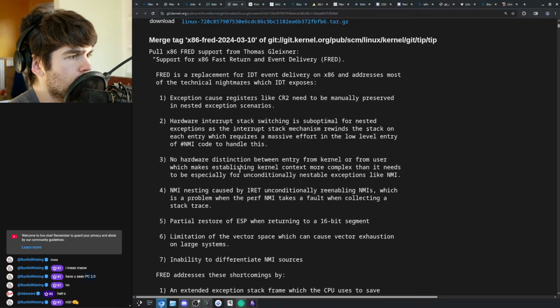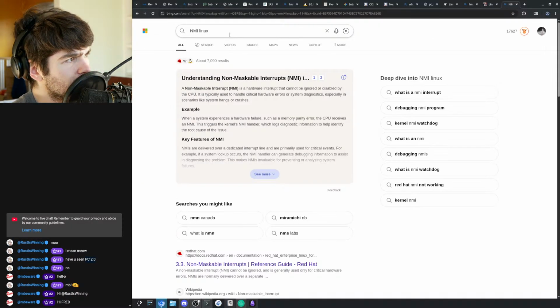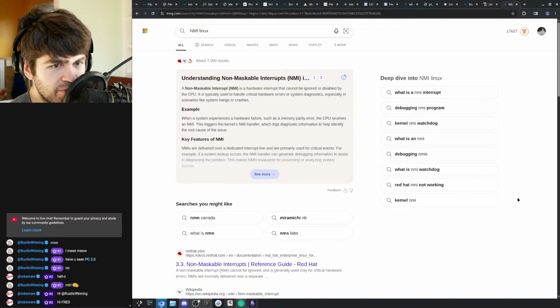No hardware distinction between entry from kernel or from user, which makes establishing kernel context more complex than it needs to be, especially for unconditionally nestable exceptions. What is an NMI? Non-maskable interrupt is a hardware interrupt that cannot be ignored or disabled by the CPU. It is typically used to handle critical hardware errors or system diagnostics, especially in scenarios like system hangs or crashes. Okay, cool.